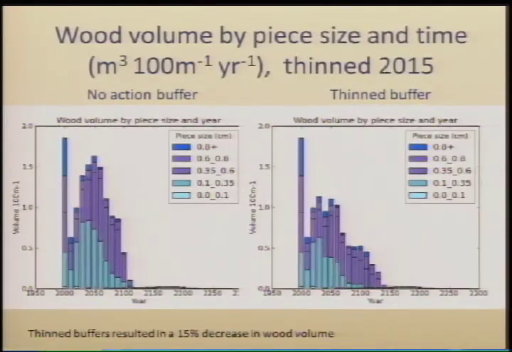This is the same data that you just saw in that other bar graph. What I've done is just break it out by piece size so that you can see, again, with a no action buffer, you've got larger pieces through here, more wood, and it really drops off once you get to about 2100. Whereas here, after 2100, you've got a lot more wood coming through, and you've got bigger pieces, as you might expect from a thinned buffer.